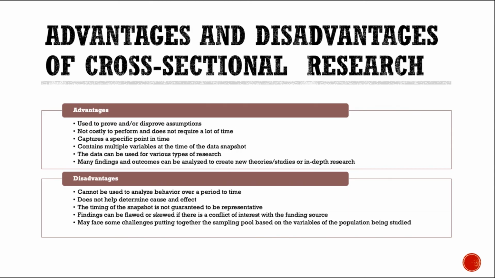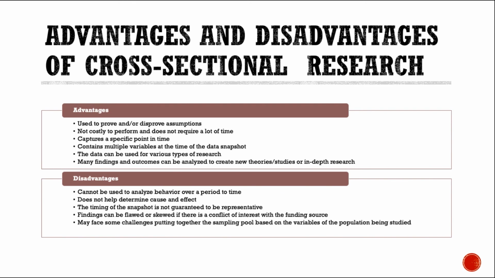So what are the advantages? Advantages of cross-sectional research design: it is used to prove and/or disprove an assumption. If we have an assumption, let's say females and males have the same purchasing characteristics, for example, we can use ANOVA here to prove that. It is not costly to perform and does not require a lot of time, because you distribute so many questionnaires to gather information on a lot of people, and the data helps you to prove and disprove those assumptions.